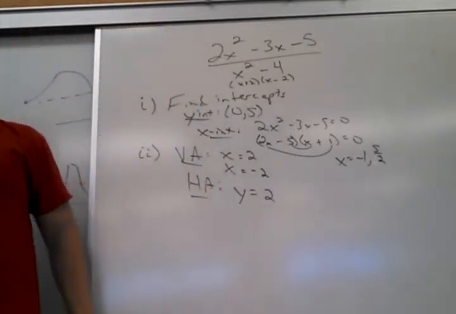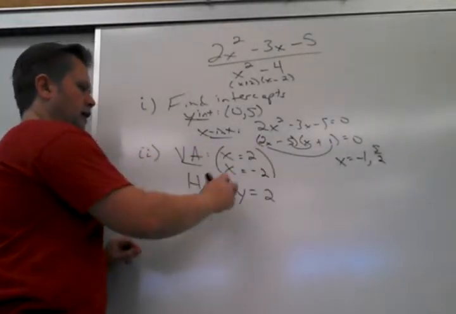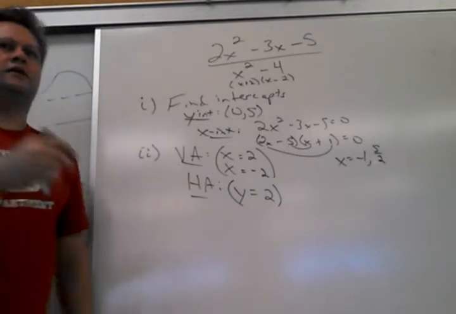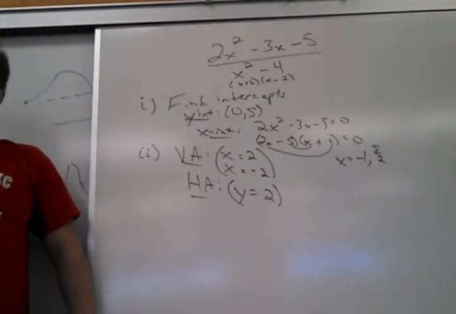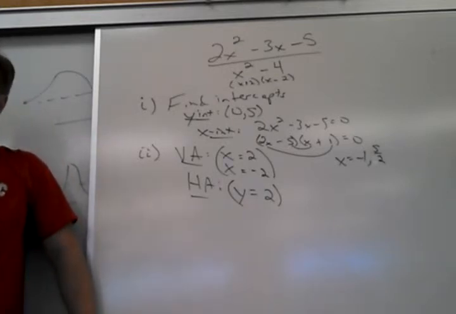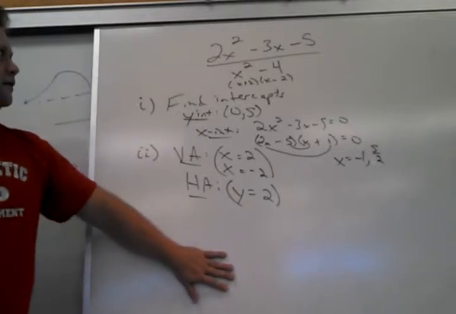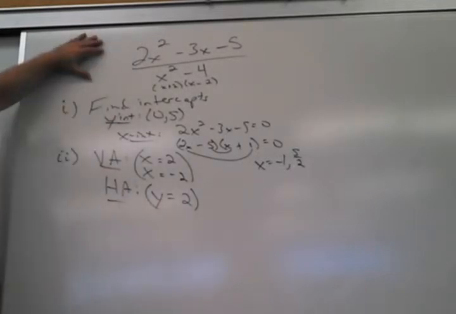Now notice something very important here. Vertical asymptotes are x equals. Horizontal asymptotes are y equals. So if on a test or a quiz you say horizontal asymptote is 2, you're going to lose some points. It's not 2. It's y equals 2. It's a line. You guys kind of with me? Okay, good. I'm just making your day better and better. You guys can handle it.